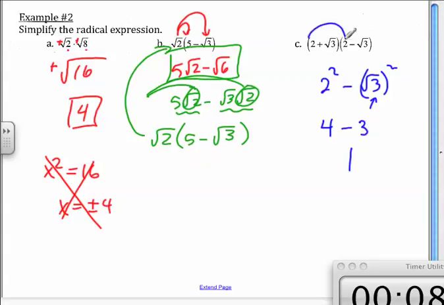I don't have to go about multiplying this. I know already that a sum and difference pattern is always going to give me the first thing squared and the second thing squared with a minus in between. We've been doing that now for a few weeks. Okay? And that's good. These things are called conjugates. It makes it easy to get a radical out of the denominator. And we're going to see that in the next example.